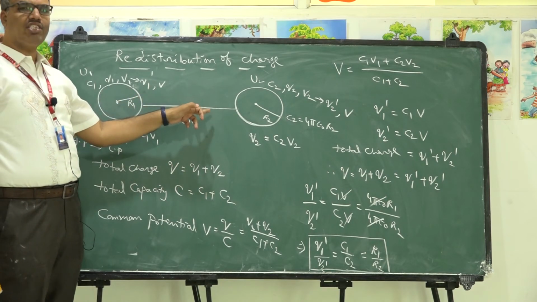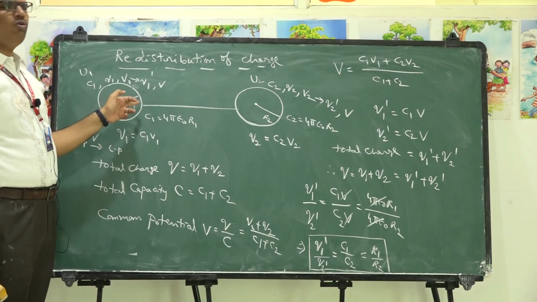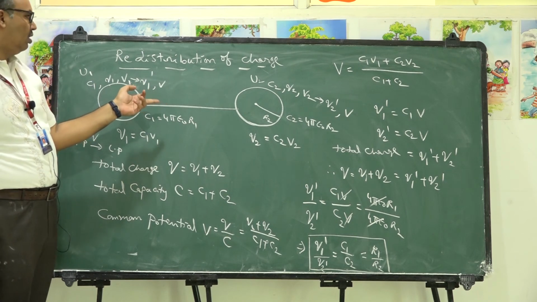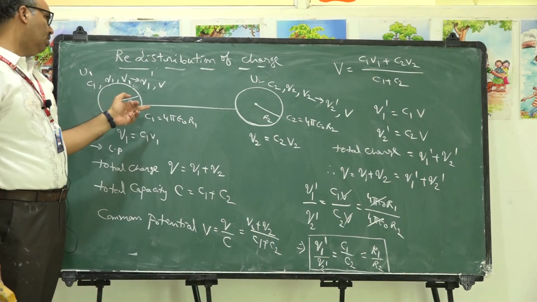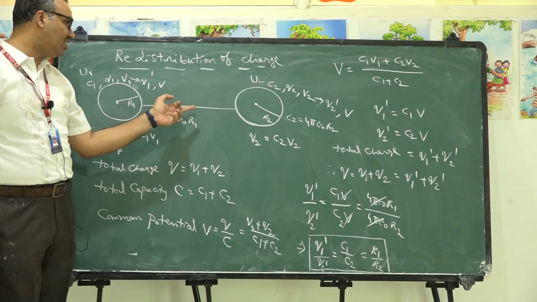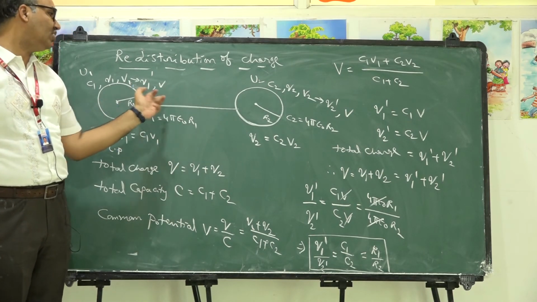If this wire is having certain resistance, some amount of heat is liberated here. So some energy is wasted in the form of heat. Sometimes you may find some sparks here when you are attaching the wire.